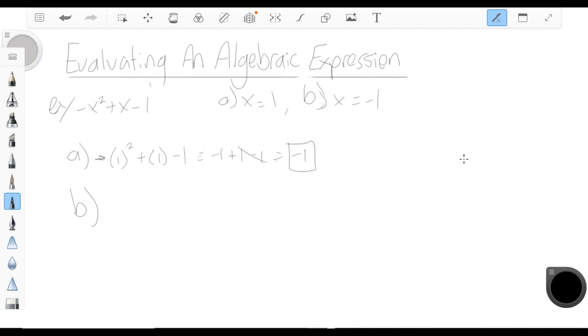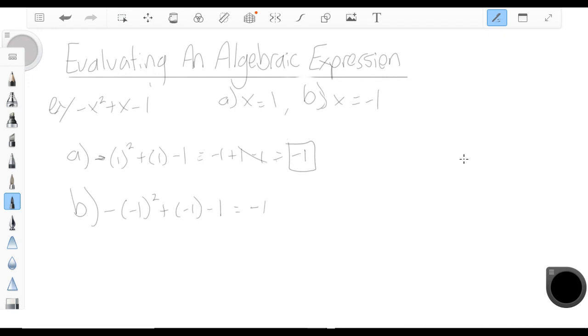Now let's see what happens when we plug in negative 1 for x. So negative 1 squared plus negative 1 minus 1. And this gives us a good opportunity to use some sign conventions. So negative 1 squared is just negative 1 times negative 1. When you multiply two negatives together, you end up getting a positive. But we have this negative sign floating out front, as the definition of the algebraic expression dictates. So we have minus 1.